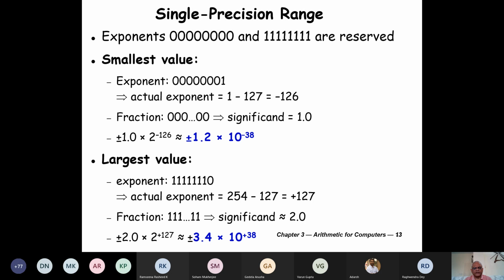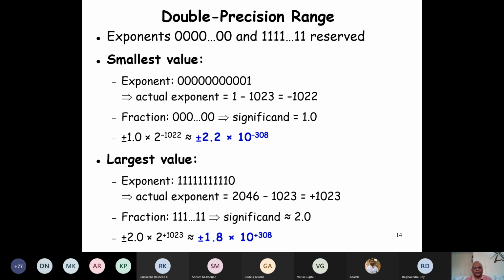And if we put the significand 1.1111 and so on, it is approximately equal to 2. And therefore, the largest number that you can represent in the single precision is 2 into 2 to the power 127, which is 3.4 into 10 to the power 38.